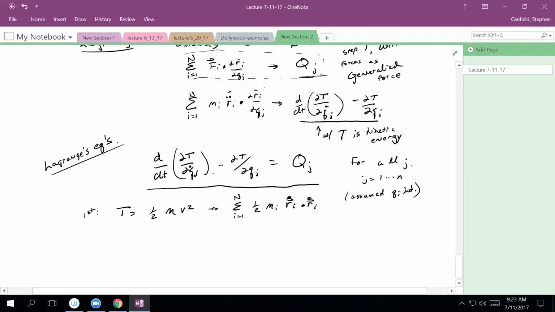So we've got to do two terms now. I've got to take the partial of T with respect to Qj, and the partial of T with respect to Qj dot. Let's first take the partial of T with respect to Qj. Now recall one more time that our r sub i is assumed to be written as a function of Q1, Q2, Q3, all the way out, and it could be time as well.